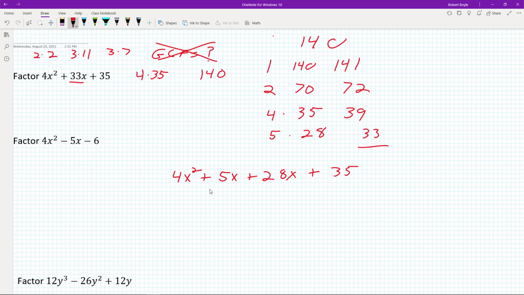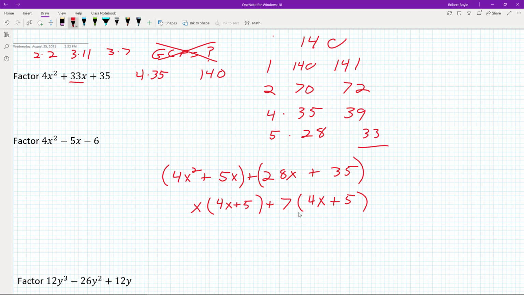Now, we could group the 4x squared and the 5x. Actually, we can go ahead and do that. Let's do that. So we can group 4x squared and 5x. And then we can group 28x and 35. Now here we have x in common, so we can factor that out, and we will have x times 4x plus 5. Over here we have 7 times 4, 7 times 5, so we can factor out a 7. And then we will have plus 4x plus 5. I forgot the plus over here, sorry about that.